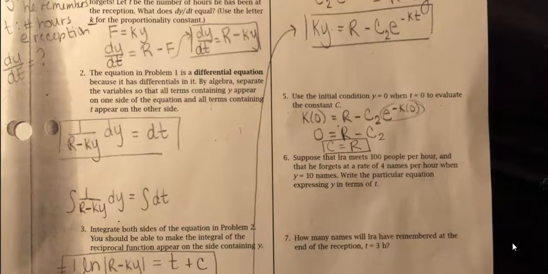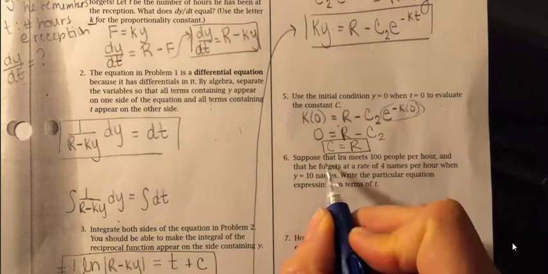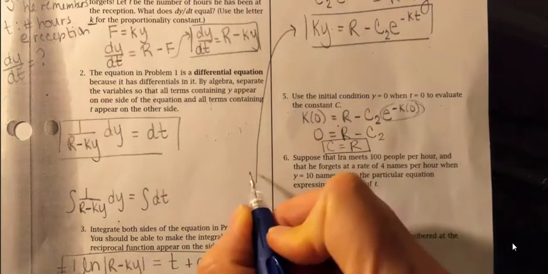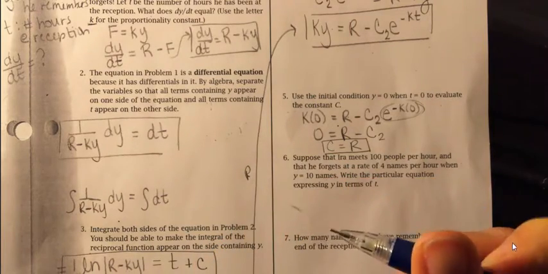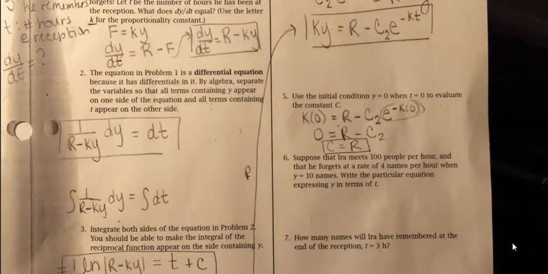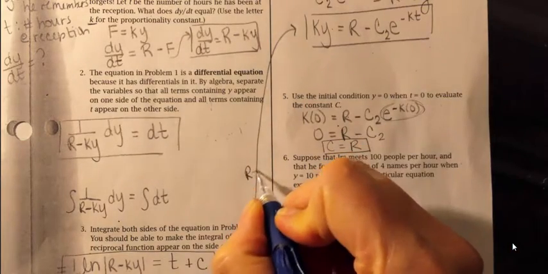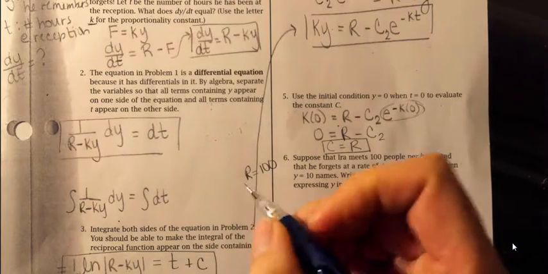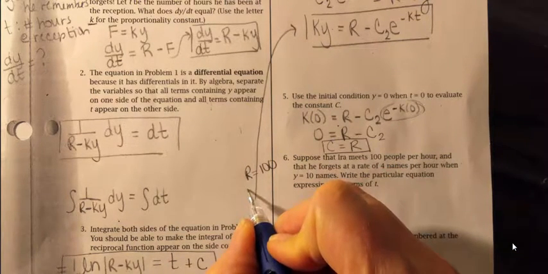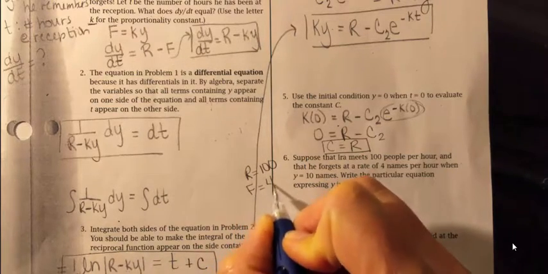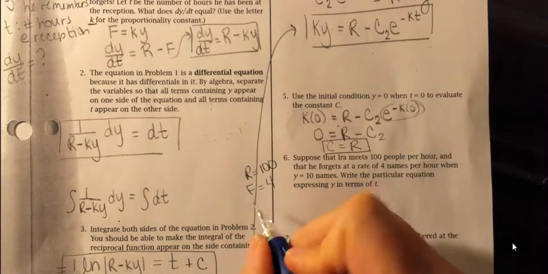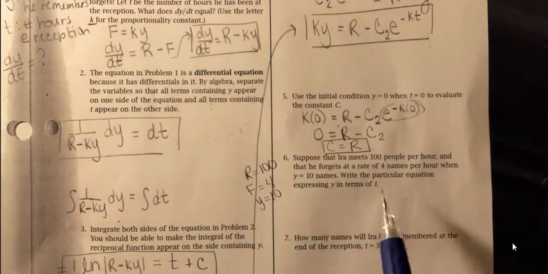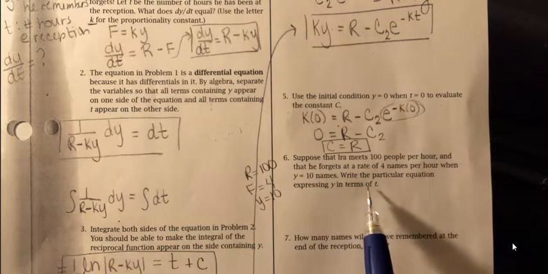Okay, so there's a whole bunch of variables or constants that I know. First of all, suppose he meets 100 people per hour. So I'm going to write it over here. So we know that R, boy, I'm having pencil trouble today. Suppose that R then is 100. And he forgets at a rate of 4 names per hour. So that means that our F is going to equal 4. And we know that y is going to be 10. Write the particular equation expressing y in terms of t.